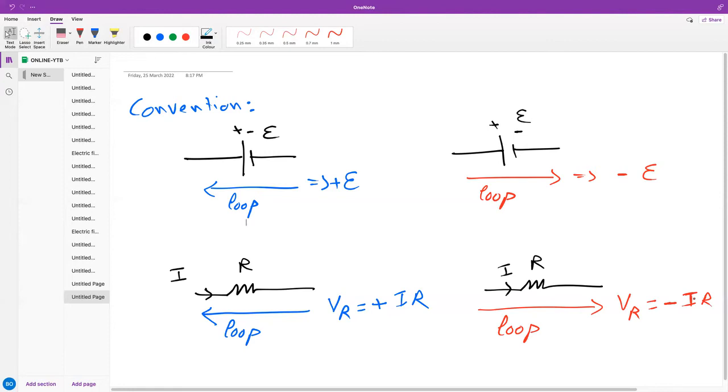First, the rules of Kirchhoff are not conventions, they are facts that come from the conservation of charge and conservation of electric force. And the conventions here are about the EMF battery, for example, and about the resistor.